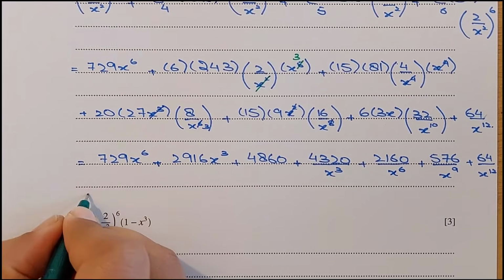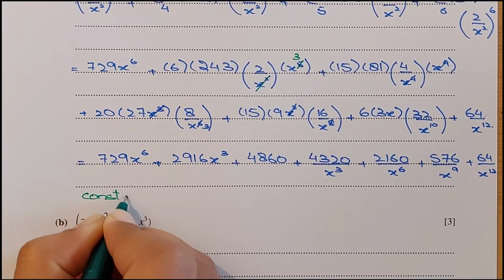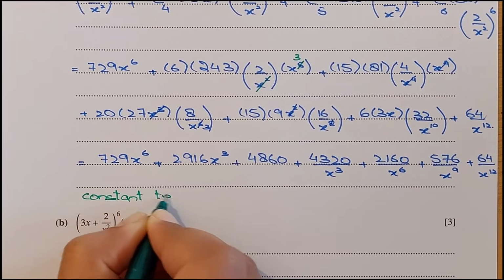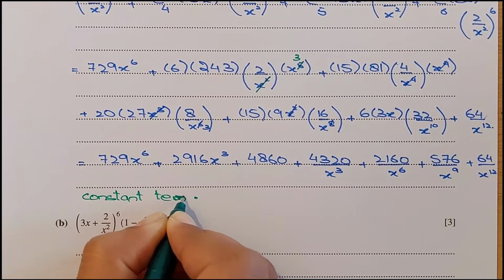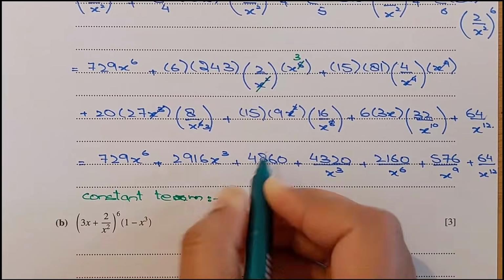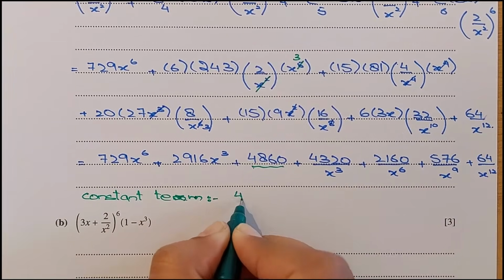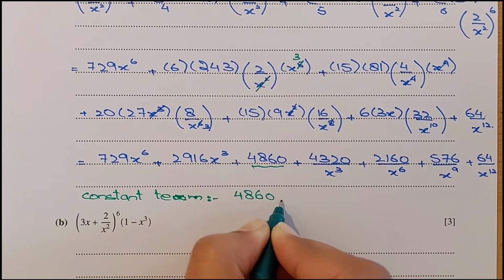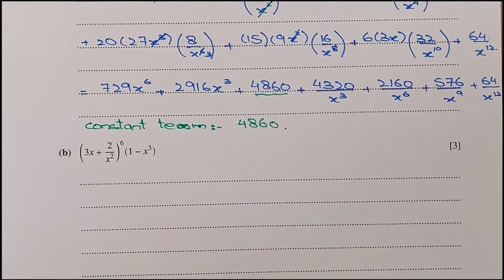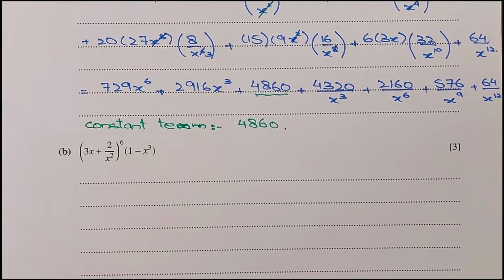So we can say that the constant term, or the term independent of x, is 4860 for the a part. Right, now for the second part we again have to find the constant term.